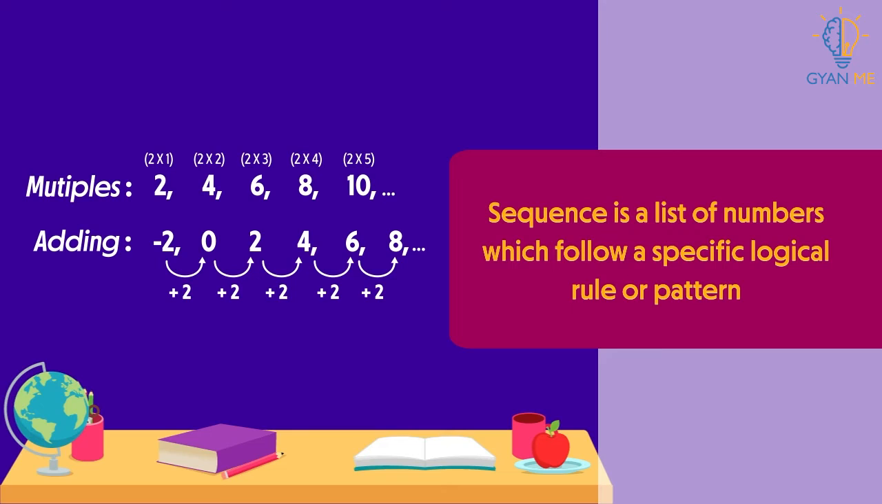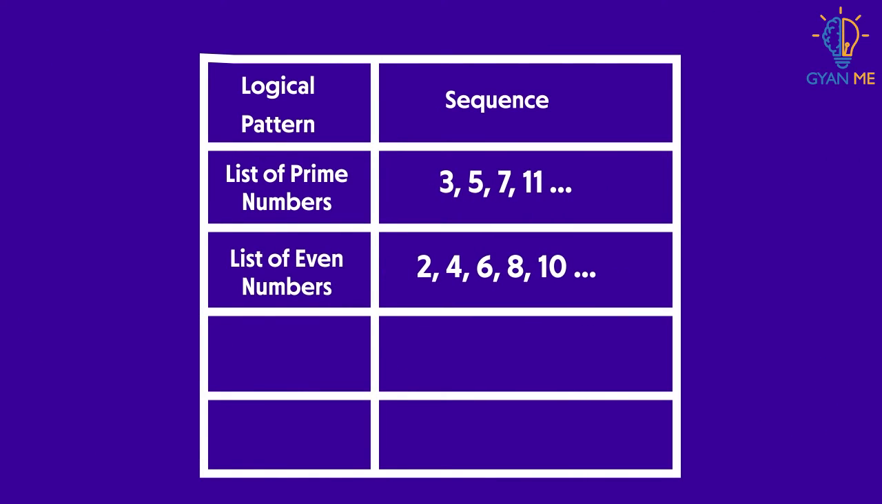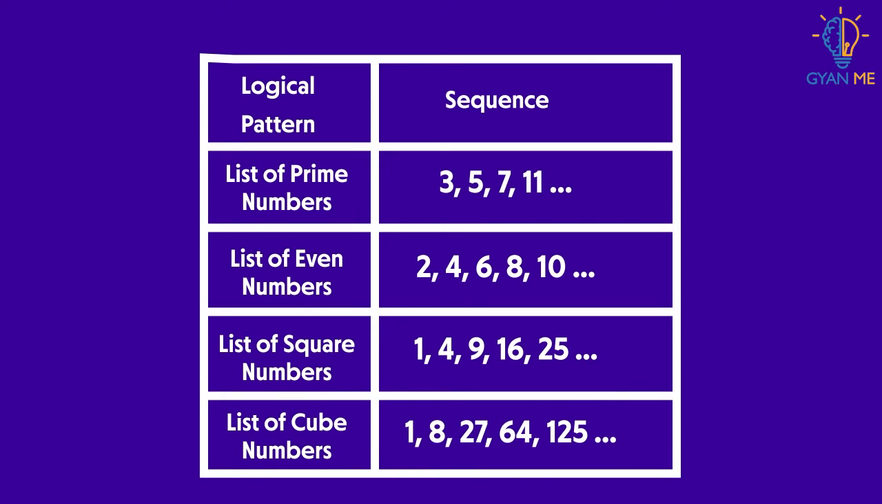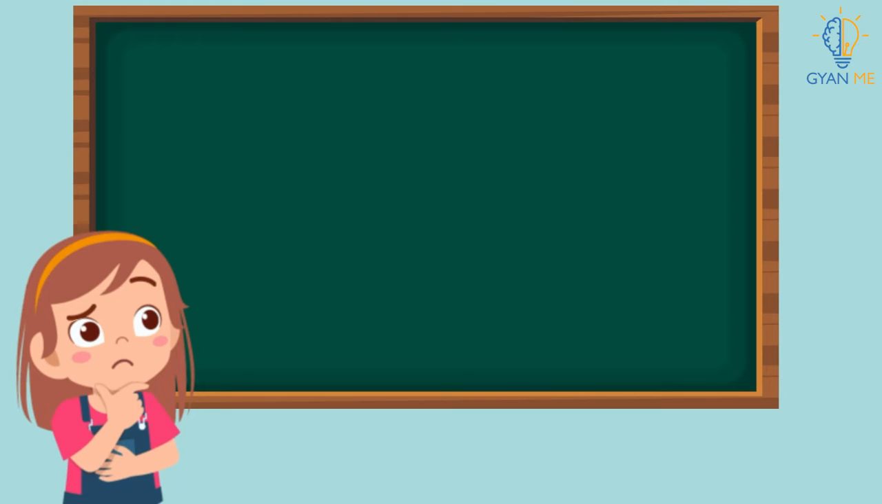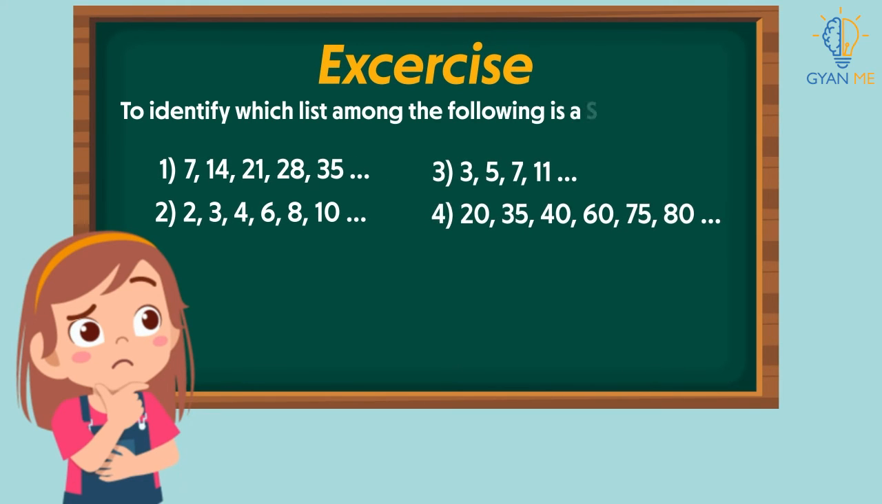Yes, you got it right. When we list numbers in a specific pattern or a logical manner, we call that list a sequence. For example, list of prime numbers, list of even numbers, list of square numbers, list of cube numbers, etc. So students, if I give you an exercise to identify which list among the following is a sequence, can you do it? Take a second, pause the video and think about it.